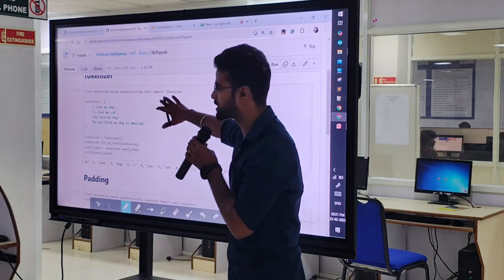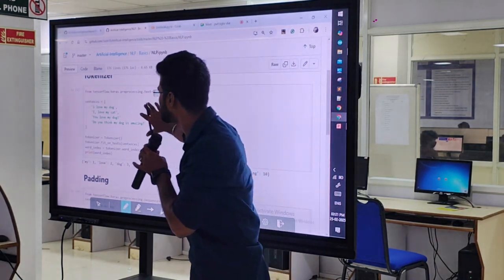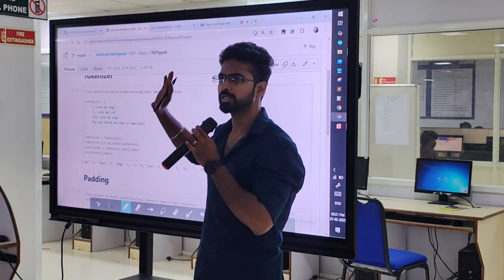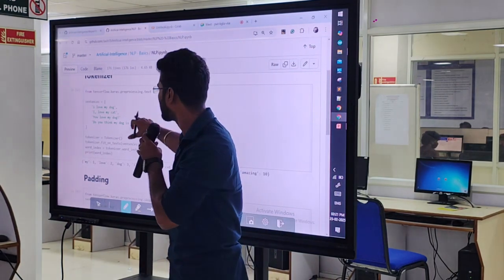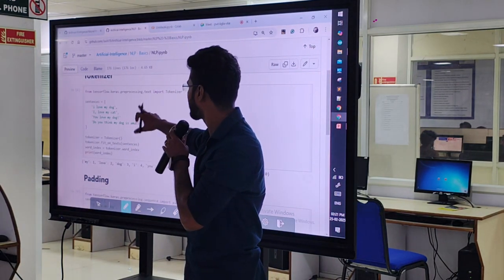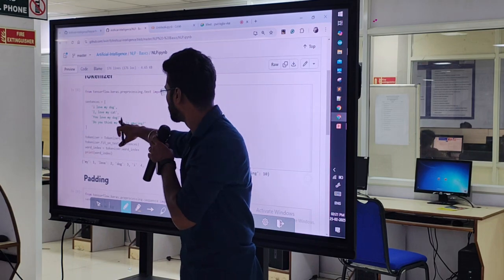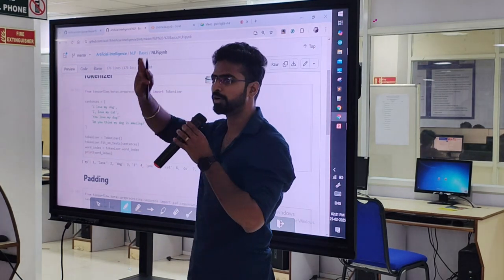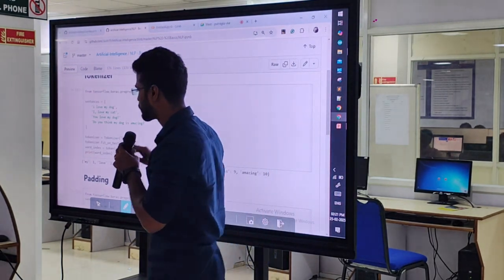So here I'm just going with the TensorFlow tokenizer method. Now you see, this is your data set. Consider this is your sentiment analysis data set: I love my dad, I love my dog, I love my cat, you love my dog, and do you think my dog is amazing? Likewise, you have 4 different sentences, and I wanted to tokenize them.